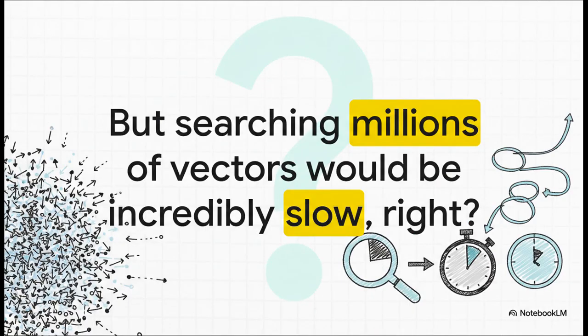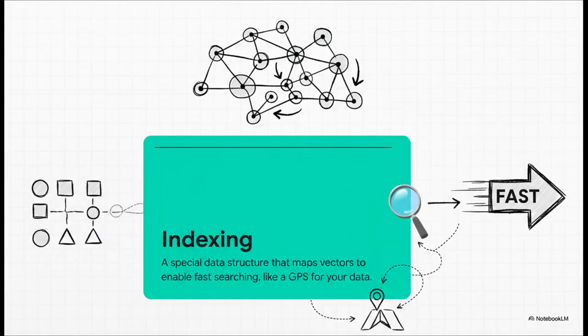Exactly. Okay, you might be thinking, if you have millions or even billions of these vectors, wouldn't checking the distance from your query to every single one of them just take forever? And you'd be right, it's totally impractical. And that brings us to the second part of the magic trick. Indexing. Think of it like creating a hyper-intelligent GPS for all of your data.